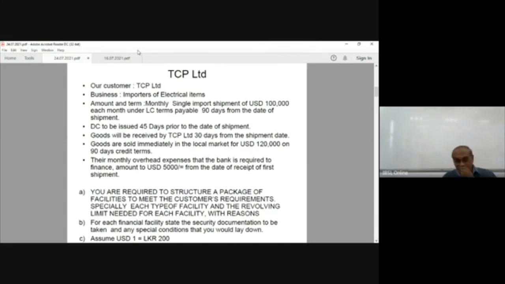For each financial facility, state the security documentation to be taken and any special conditions that you would lay down. The first thing among security documentation. Now, on top of that, you have to mention the special conditions that you may lay down. Right? Assume $1 is equal to LKR 200. Can you do it without my help? Start. Now, draw the line and mark all the things.